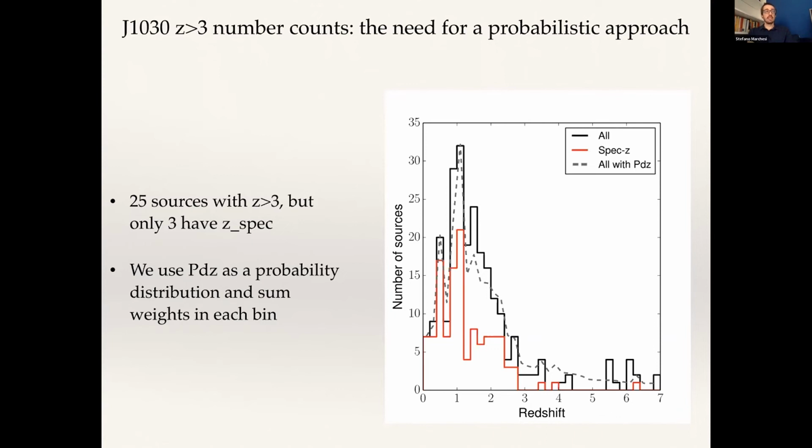But there's an issue: while nominally 25 sources in our sample, so more or less 10% of them, have a redshift greater than 3, only 3 have a spectroscopic redshift. Of course, sources that are at high redshift are on average fainter, and so it's more difficult to get a spec-z. So instead of using the nominal value of the photometric redshift, we decided to have a more statistically solid approach, and we use the probability distribution function that is associated to each source with a photometric redshift.